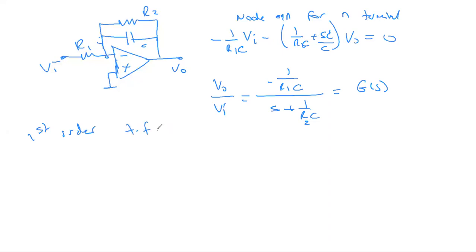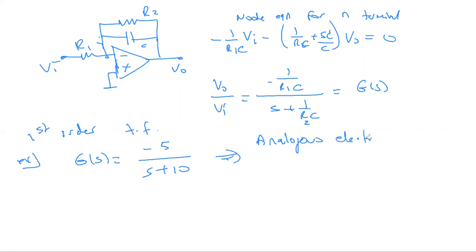First order transfer functions. If, for example, I have G of S equal to minus 5S plus 10, and if I wanted to create an electrical circuit that will give the same dynamic behavior, I would change it to an analogous electrical system by this R1, R2, and C circuitry, with 1 over R1C set to be equal to 5, and 1 over R2C set to be equal to 10.